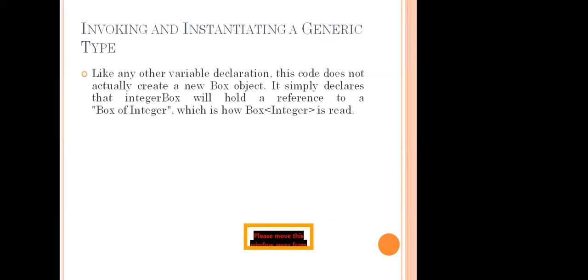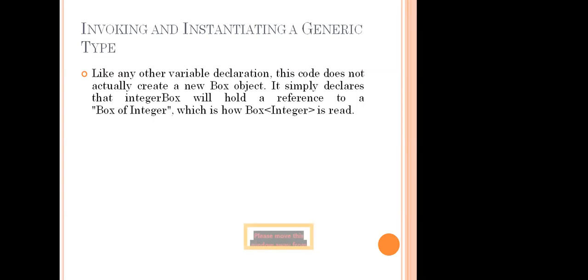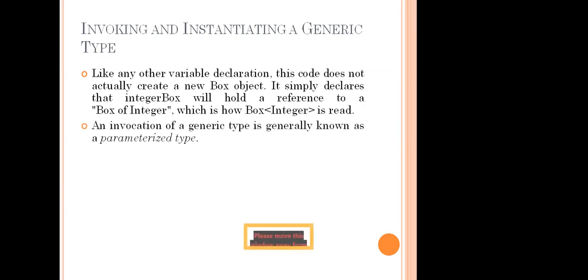Like any other variable declaration, this code does not actually create a new Box object. It simply declares that integerBox will hold a reference to a Box of Integer. How is Box of Integer written? An invocation of a generic type is generally known as a parameterized type. The type which we mention in between angular braces is the parameterized type.